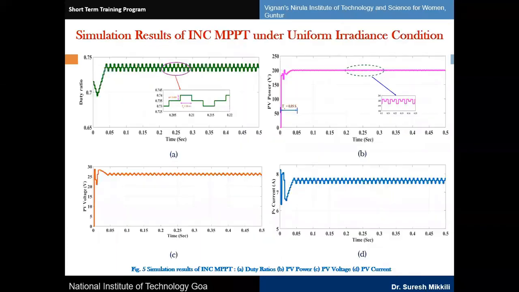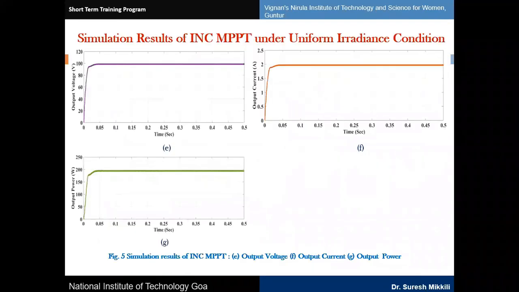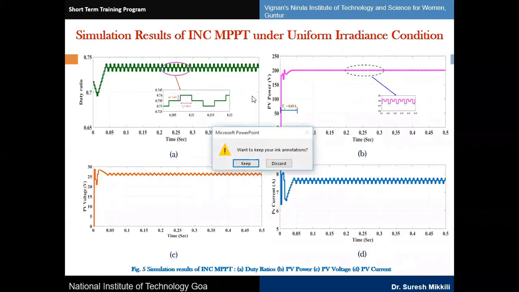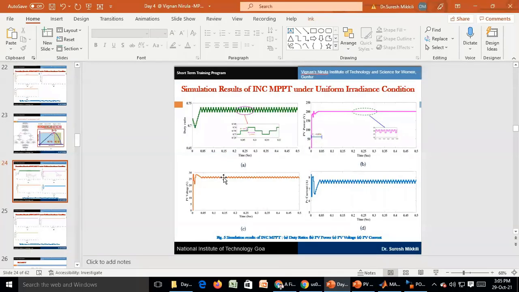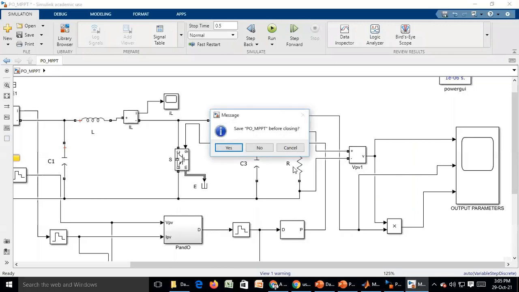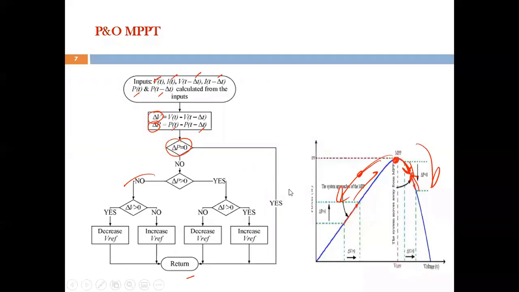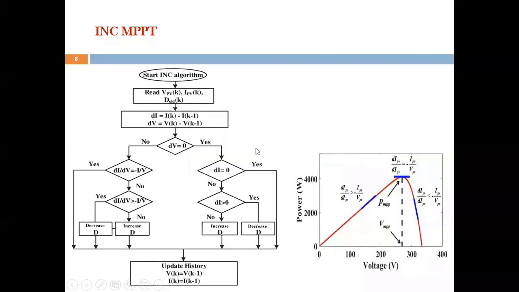Now we will see. First let me complete the incremental conductance for uniform conditions also. Then we will go to partial shading conditions. When it comes to incremental conductance, we will find out the conductance value, and accordingly we will change.